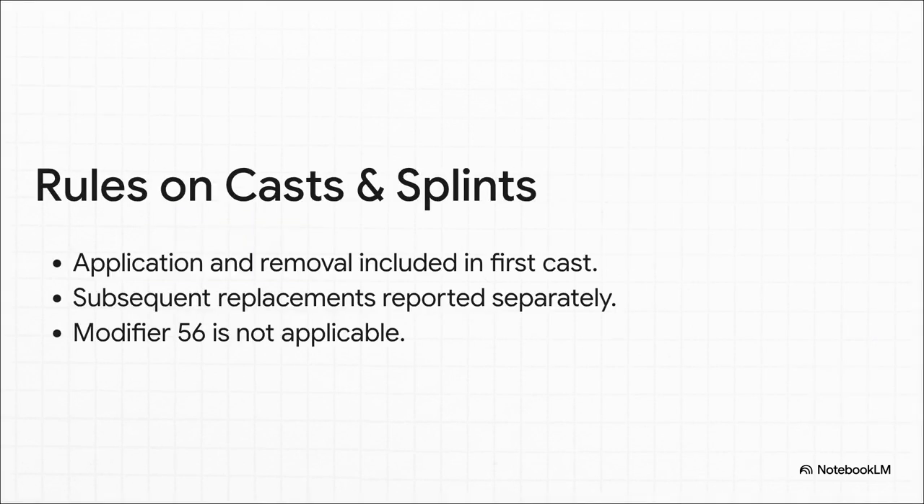But when casts and splints actually are the definitive treatment, you've got to keep these rules top of mind. The initial application and the eventual removal are completely bundled into the first cast. Don't code them separately. However, here's where you can catch some missing revenue. Subsequent replacements during the global period can actually be reported separately. Oh, and one more thing, applying a cast or splint is not considered part of preoperative care, so trying to slap a modifier 56 on there for pre-op management is definitely a no-go.